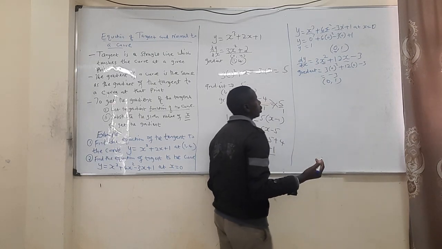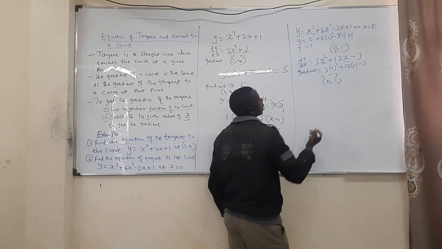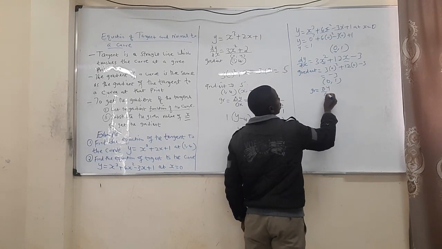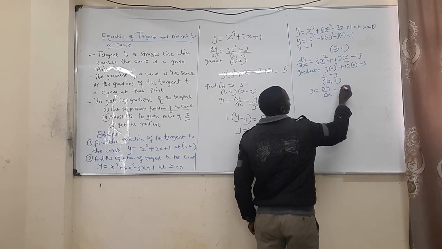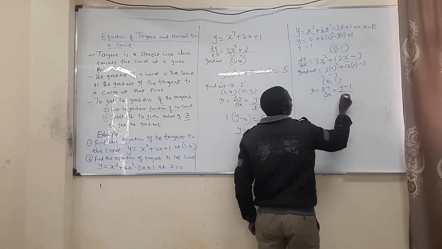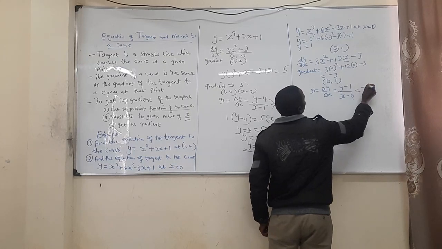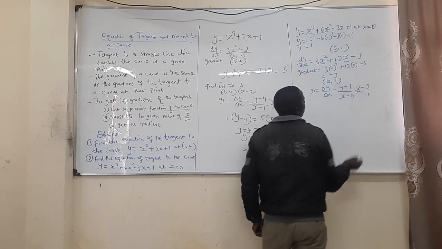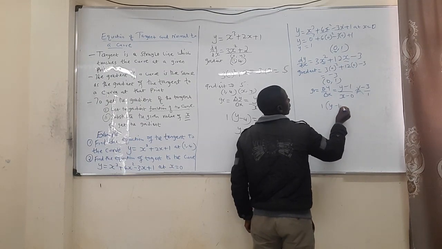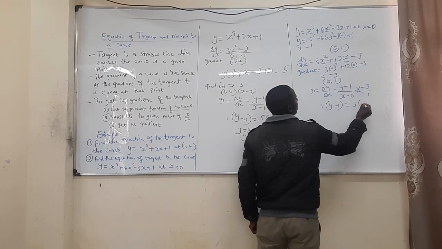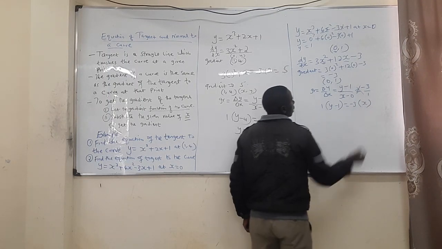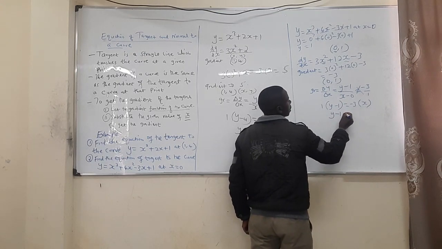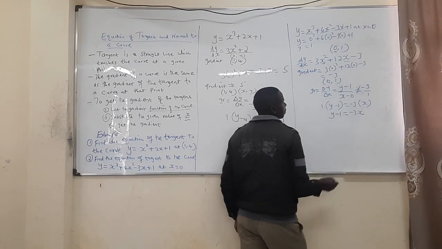Then you want to get the equation of that tangent. So gradient is given by change in y over change in x. So I get y minus 1 all over x minus 0 is equal to minus 3. So you can put over 1, also multiply, get y minus 1 is equal to minus 3 multiplied by x minus 0, which is x. So y minus 1 is equal to minus 3x.